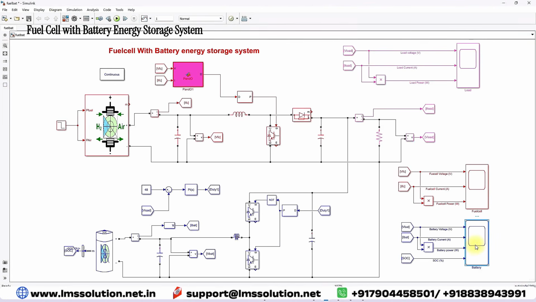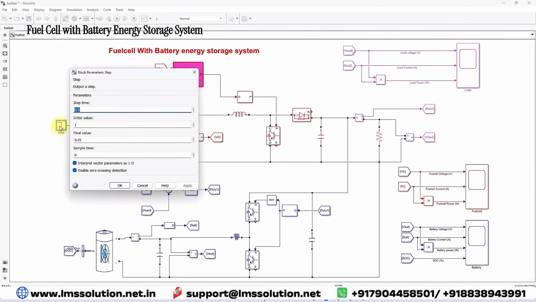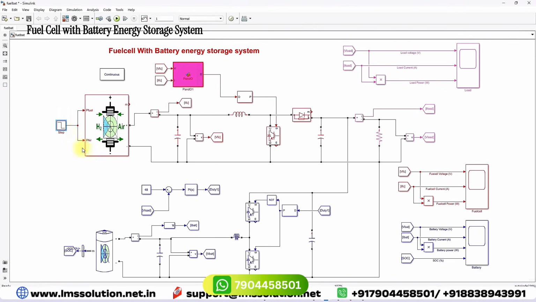And then here is the condition we created. Here we are using a step block. The step time is 0.5. So the initial pressure we are maintaining at 1 bar, and then the final pressure at 0.01 bar. Because of this change in pressure, the fuel cell power will be reduced from maximum to some level.